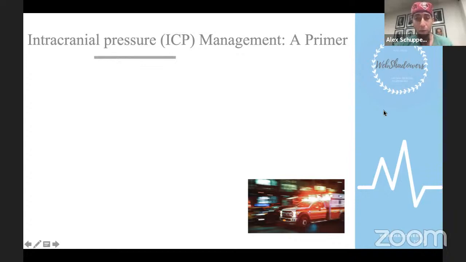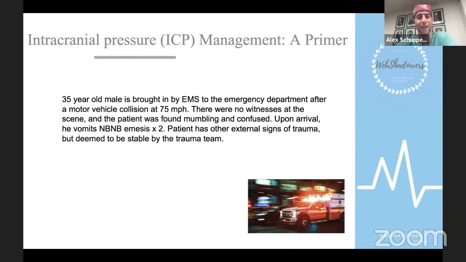And that was a wonderful transition, because let's talk about intracranial pressure management and traumatic brain injury. So let me paint this picture for you guys. You have a patient, a 35-year-old guy brought in by the paramedics to the ED, or the emergency department. He was in a high-speed motor vehicle collision. There were no witnesses at the scene. When the paramedics got there, he was mumbling, he was confused. After he got there, he started vomiting, non-bloody, non-bilious emesis, which is fancy words for his vomit was not green full of bile, and was not bloody.